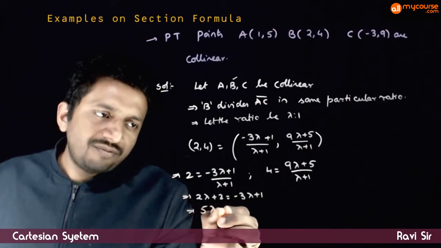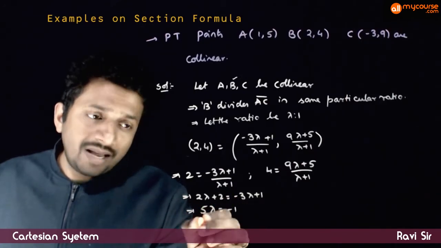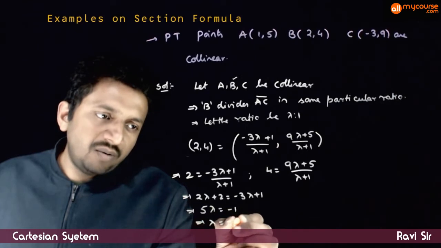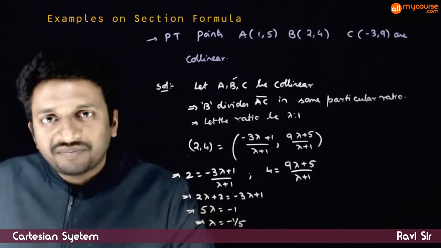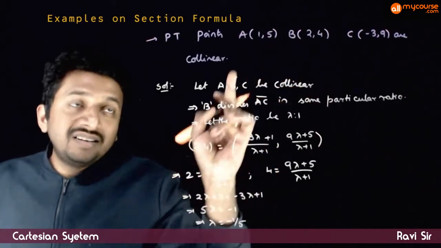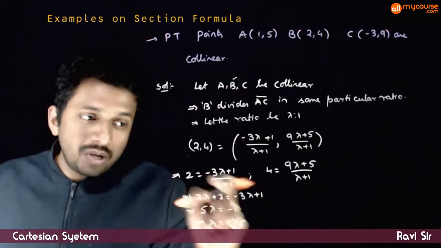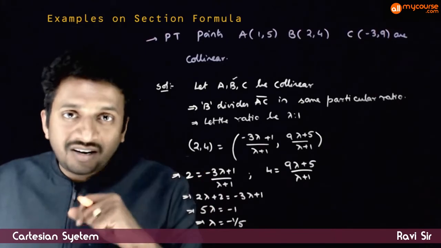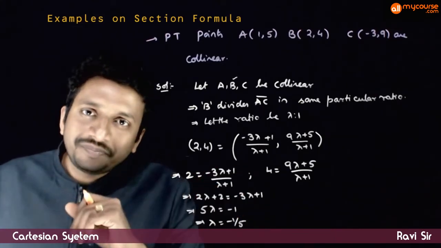This implies 5 lambda is equal to minus 1. Lambda is equal to minus 1 by 5. So that means B divides AC in the ratio 1:5 externally according to the x coordinate.